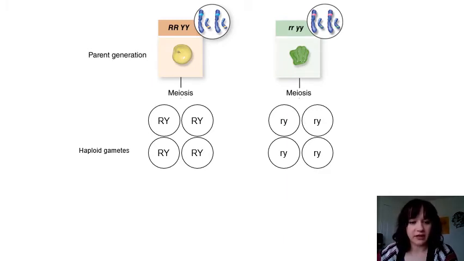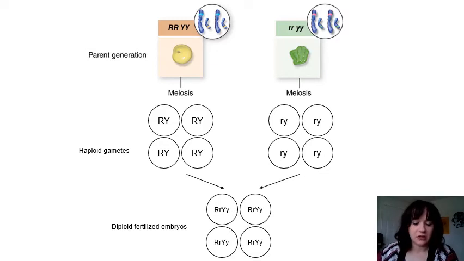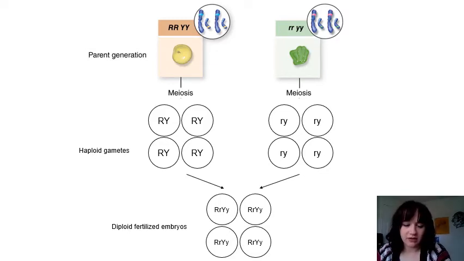So these gametes, again, they're haploid. They only have one copy of each gene, one letter R, one letter Y. And when these two individuals mate, you can see the potential combinations here are all heterozygous for both genes. So this is just really breaking down that first generation.